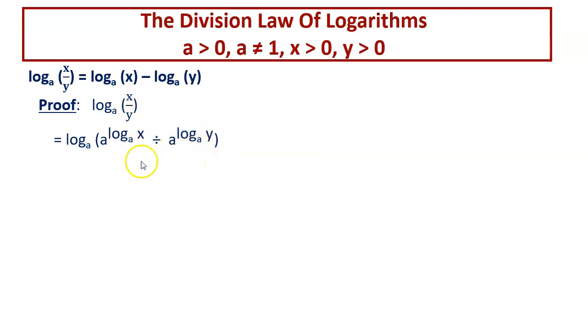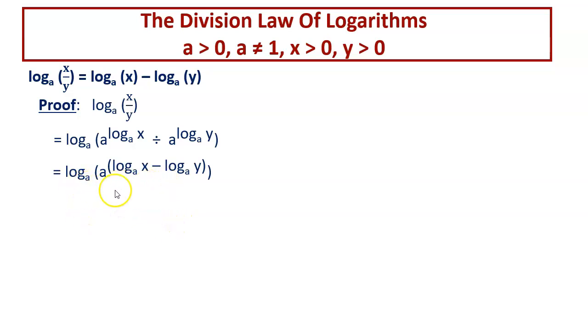And now we will be using the division law of indices or exponents. It is e to the power of m divided by e to the power of n, which will be equal to e to the power of m minus n. So this is equal to log to the base e, and this is e to the power of log of x to the base e minus log of y to the base e.